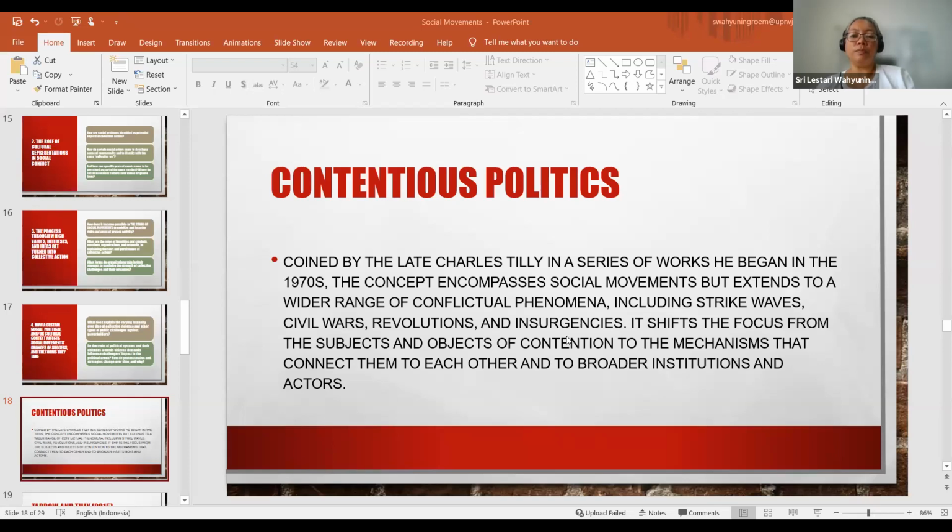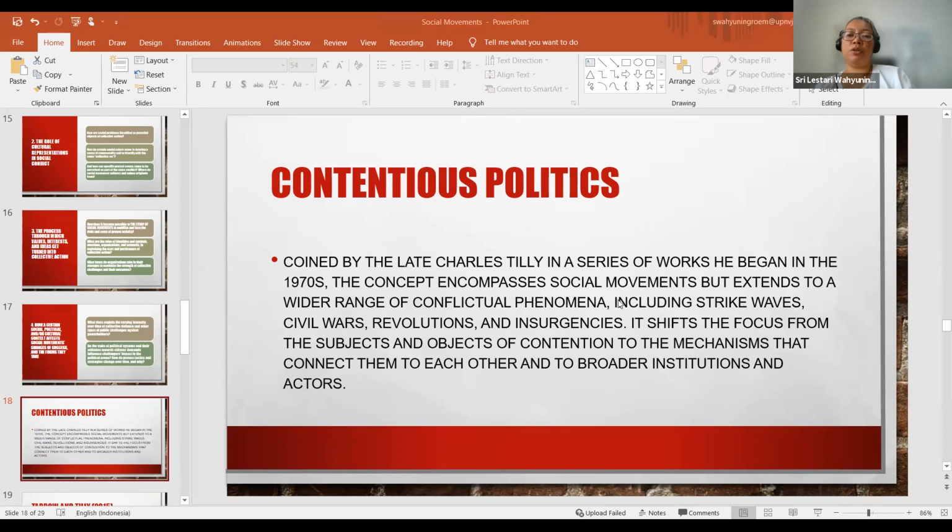Novero, how do you translate contentious politics? In my opinion, I translate contentious politik as politik pertentangan atau politik kontroversial gitu. Okay, good, thank you. There's another one, can't remember who, but it used the incorrect one.